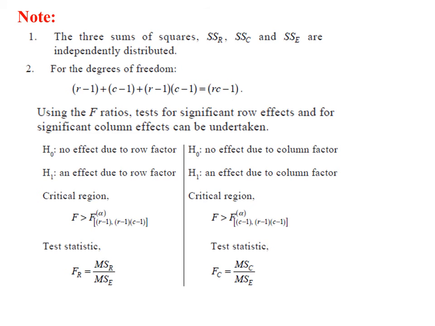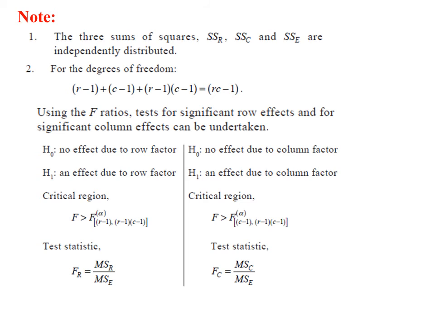Now this note is very important. The three sums of squares SSR, SSC and SSE are independently distributed. For the degrees of freedom, R minus 1 plus C minus 1 plus R minus 1 into C minus 1 is equal to RC minus 1. So using the F ratios, tests for significant row effects and for significant column effects can be undertaken.